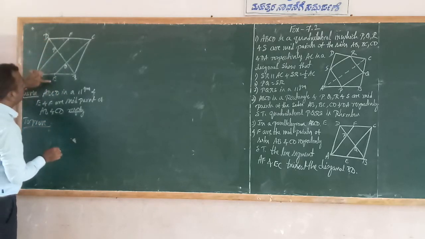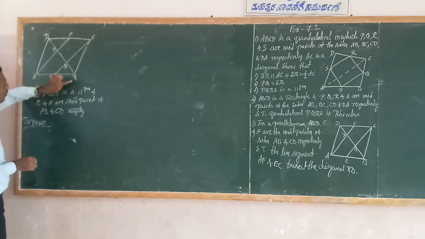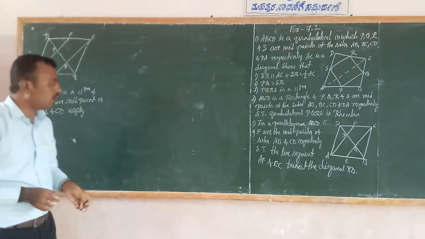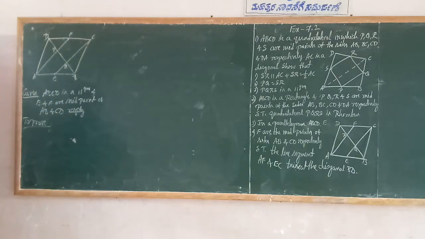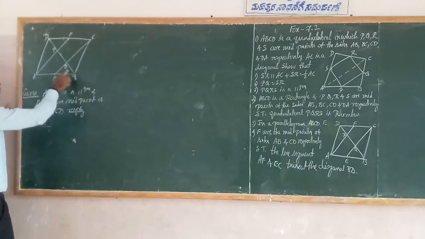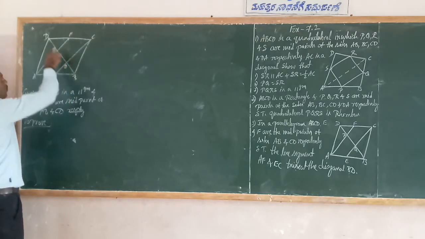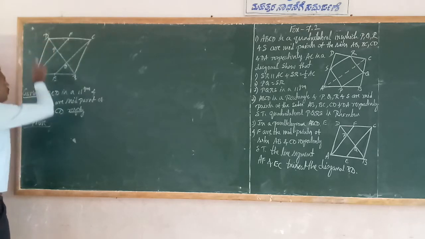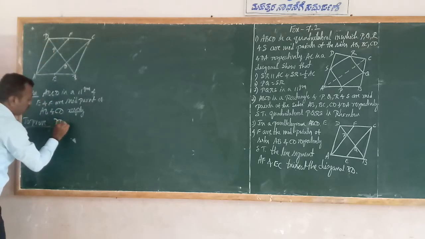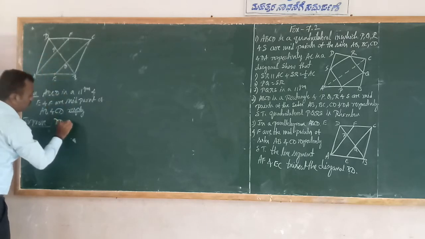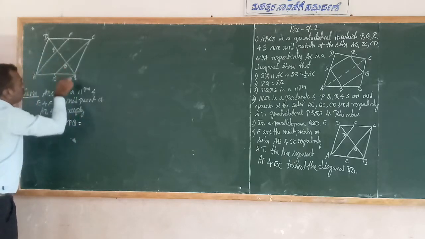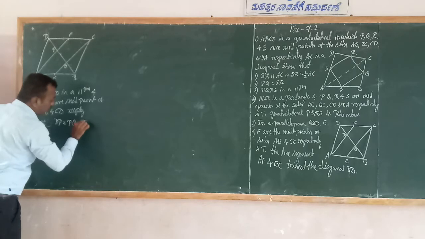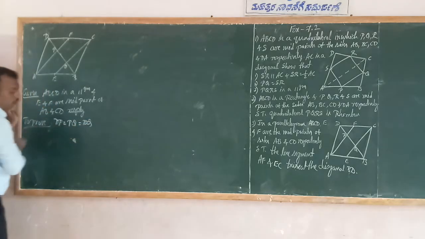See, AF and EC divide the diagonal into one. Show that the line segments AF and AE trisect the diagonal BD, which is nothing but BQ is equal to PQ is equal to QD. So therefore, DP is equal to PQ is equal to QB. Okay, that's all you want to find.